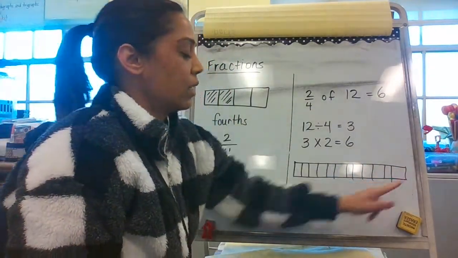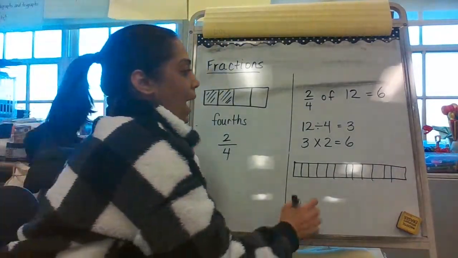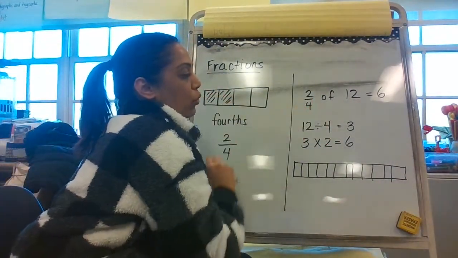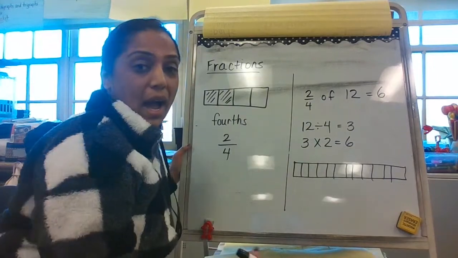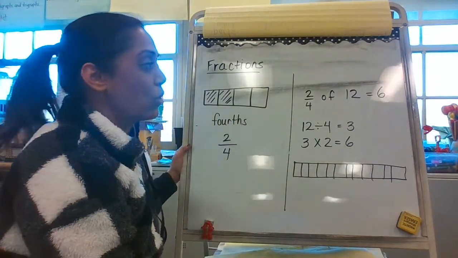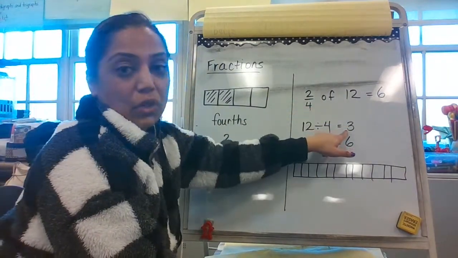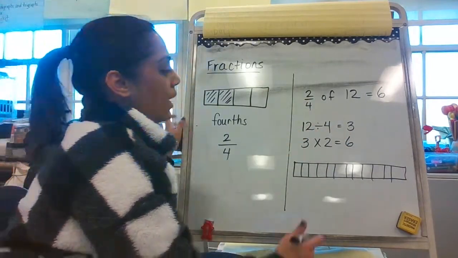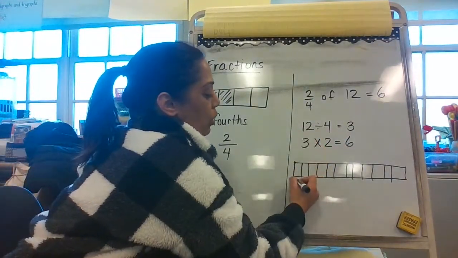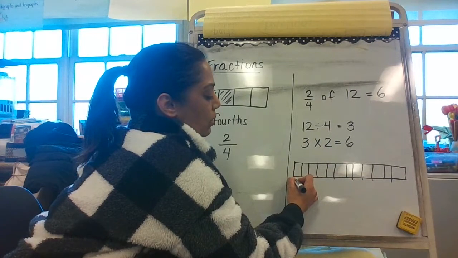There's 12 even equal parts. And if we have 2/4, first of all, I need to know how to divide this into fourths. And I know that 12 divided by 4 is 3. So that would mean that I would need to make 4 equal groups with 3 in each.